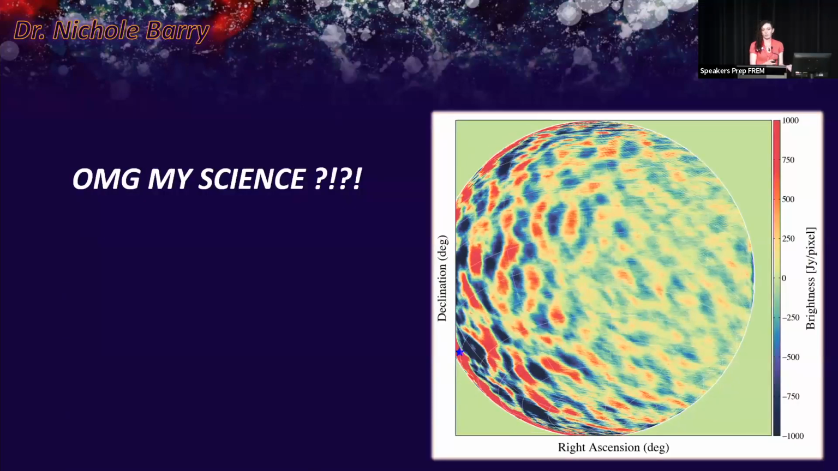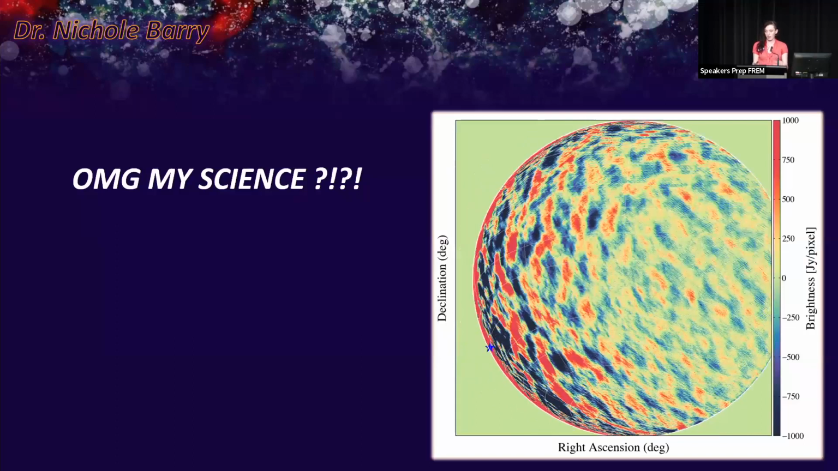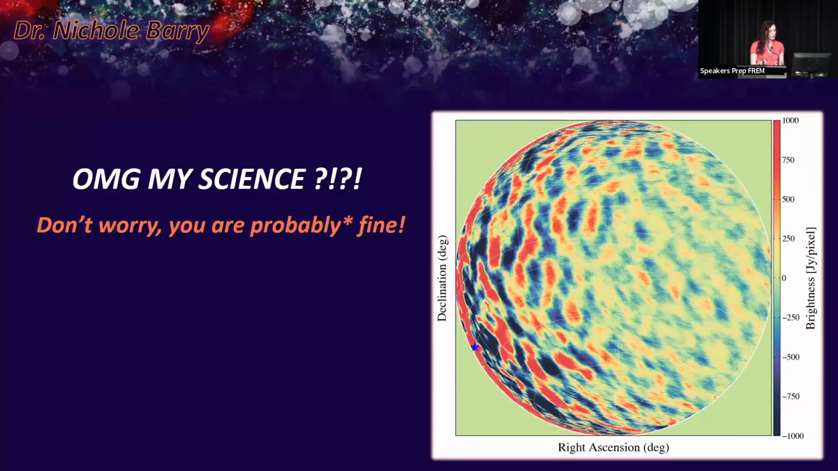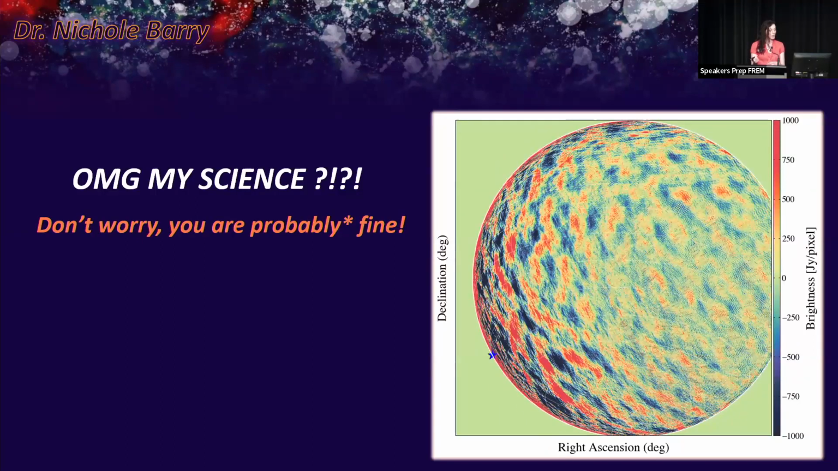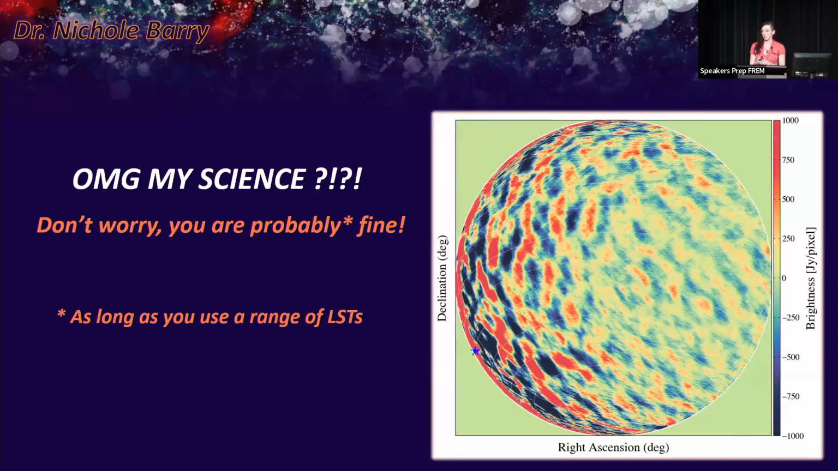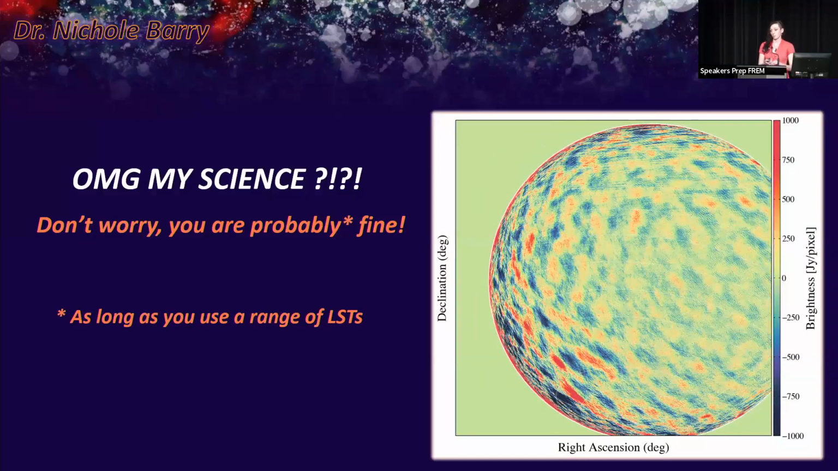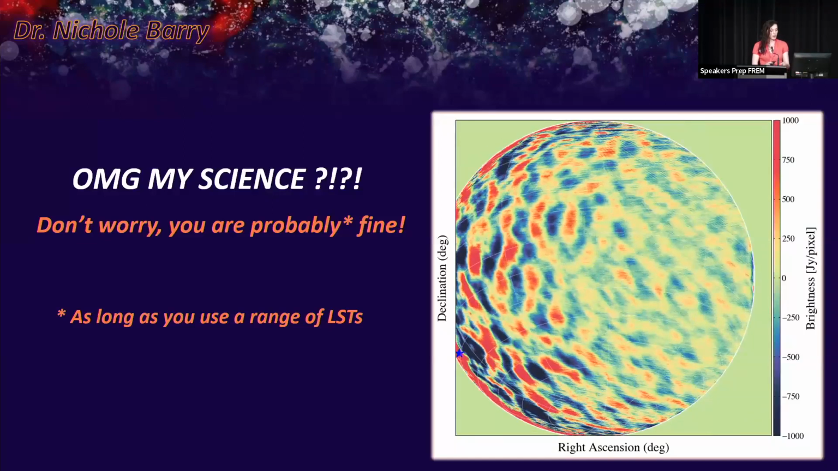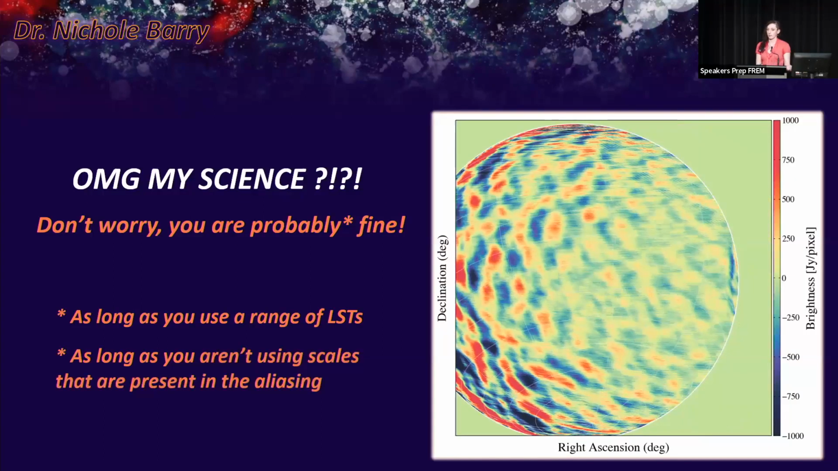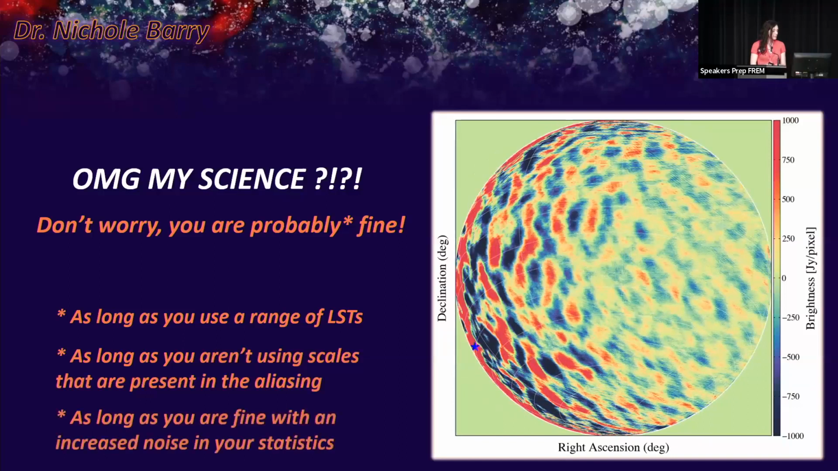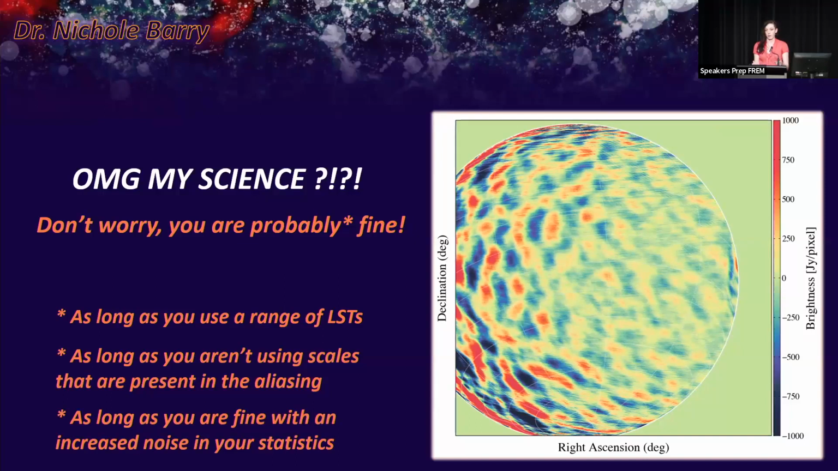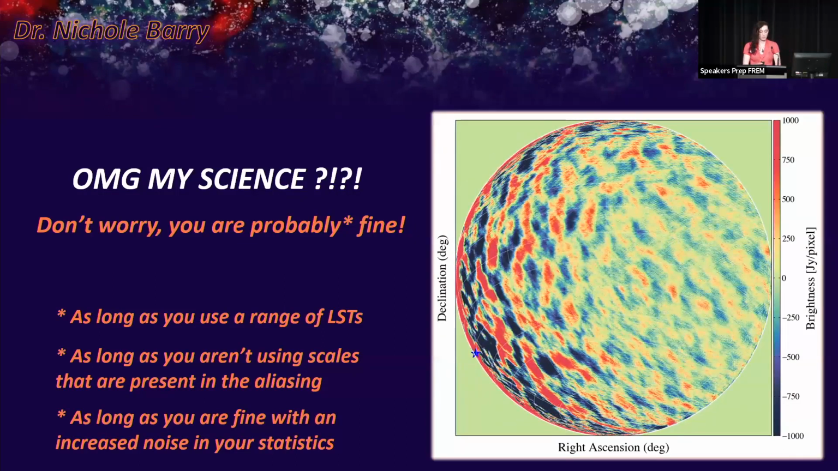So you might ask, oh my God, what about my science? How will this affect my science? Luckily for the majority of people, you're probably fine as long as you use a range of LSTs to do your science, as long as you're not just using a subset of observations which are fully affected by this galactic plane setting. As long as you aren't looking at scales that the aliasing is present on, and as long as you are fine with an increased noise in your statistics, which for EOR people, that's not fine. So it's something that we worry about.